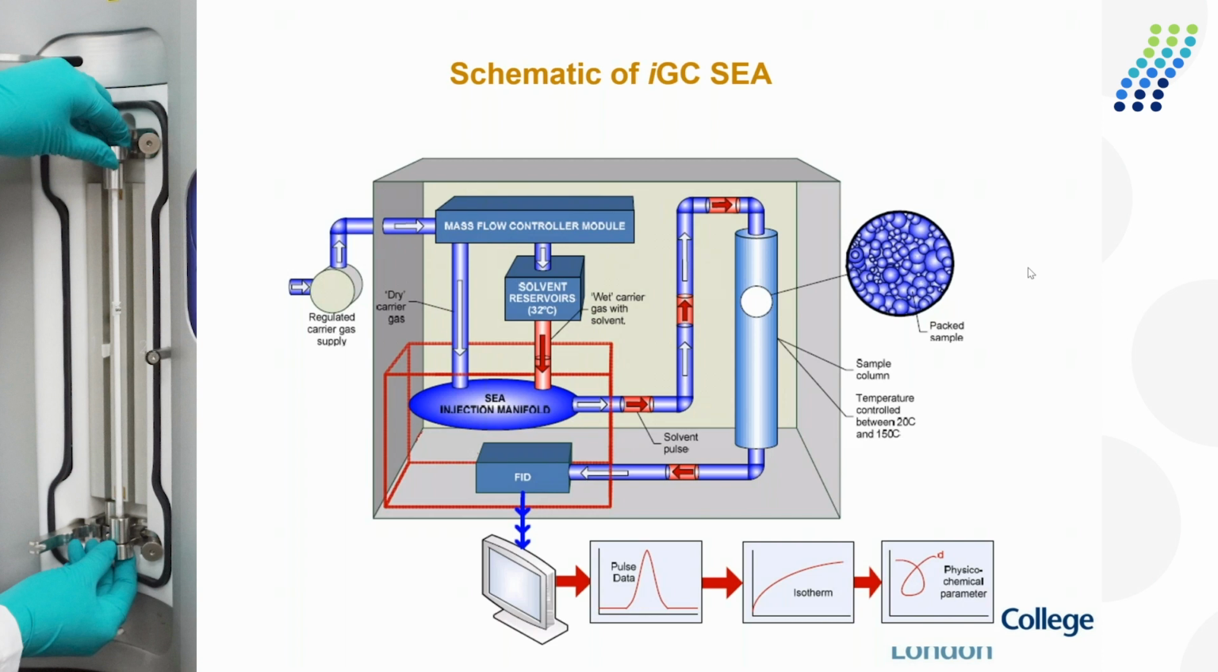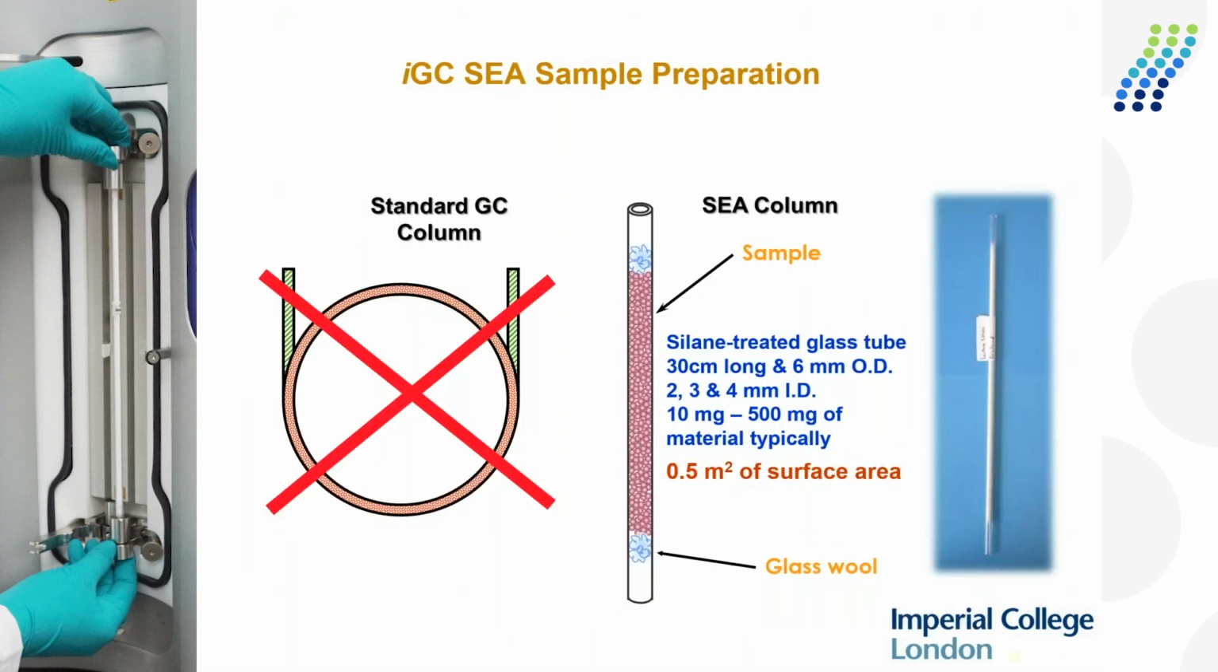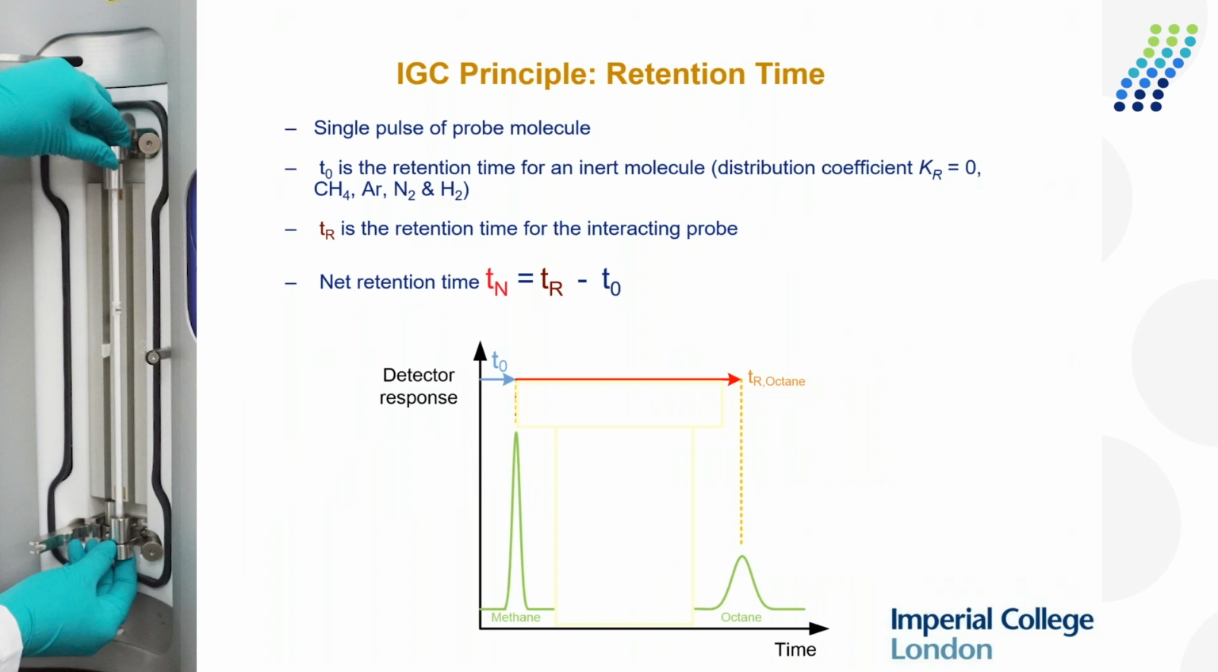Once we've packed a column, we're going to inject a series of molecules through our material. So the first molecule we're going to pass through the column is going to be methane. And methane is a gas, of course, at room temperature and pressure. So it does not want to interact with our surface. So it gives us a reference time called a T0, which basically tells me how much dead time I have in my column in my system.